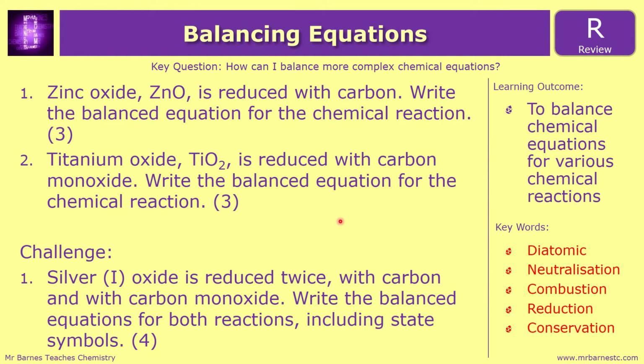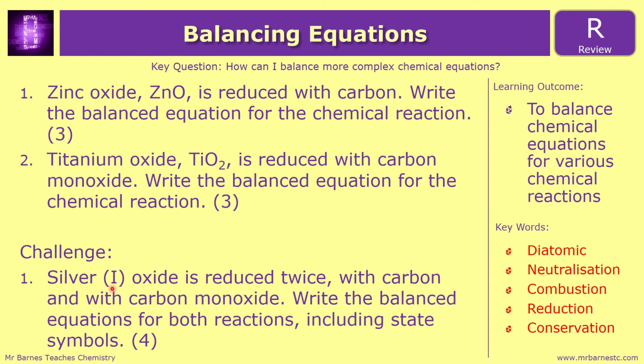So that brings us to the end of this video. There are 3 questions that you can have a go at for the review. The first one being zinc oxide is reduced with carbon, write the balanced equation. The second one, titanium oxide, TiO2, is reduced with carbon monoxide, write the balanced equation. And then finally, silver 1 oxide is reduced twice, once with carbon and once with carbon monoxide, write the balanced equations for both reactions.